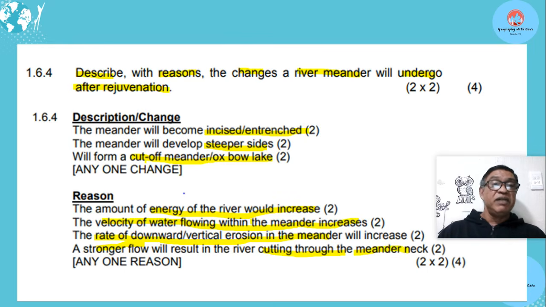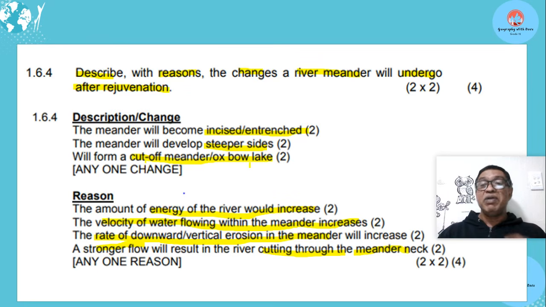So here, for the incised meander, we would have downward vertical erosion. For the steeper slopes, again, downward vertical erosion due to the increase in speed of water. And here, because of the stronger flow, it'll cut through the meander and we'll have an oxbow lake.